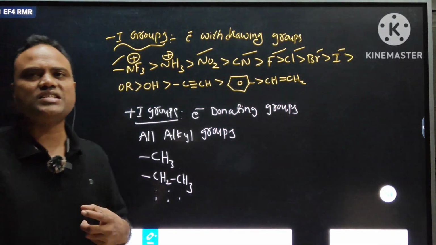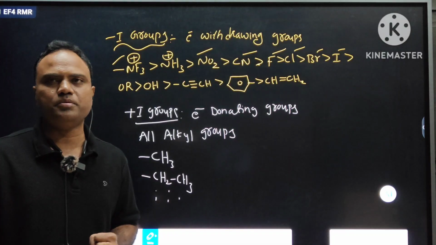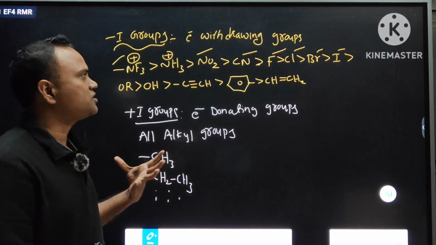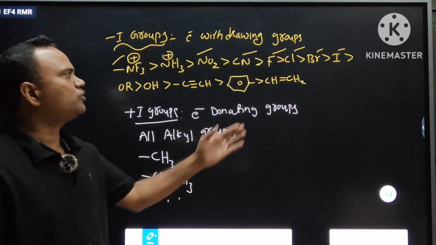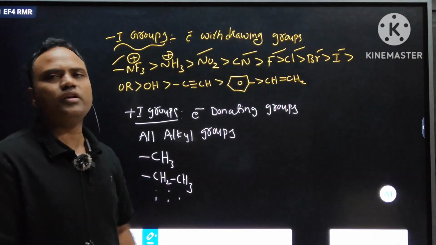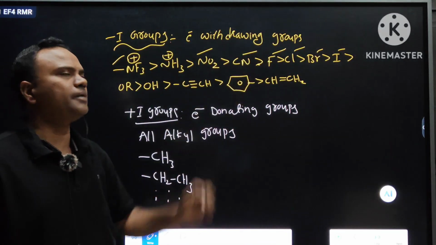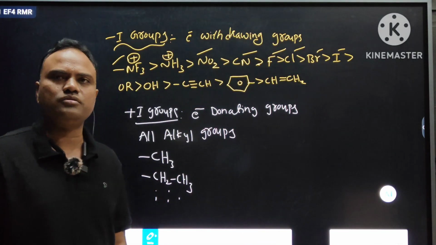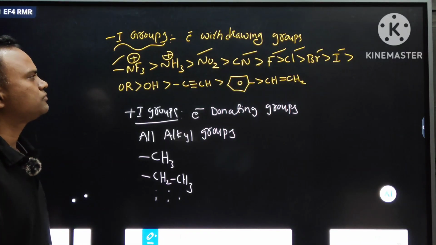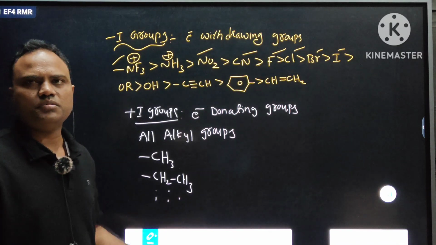NO2 and fluorine: which is a strong minus I group? NO2. This idea is very important. Clear? NO2 is a strong minus I group. Fluorine is a poor minus I compared to NO2. Among all the halogens, fluorine is a strong minus I group. If minus I strength is more, its withdrawing capacity is more. Okay. Right. Shall I clear this? Minus I groups.